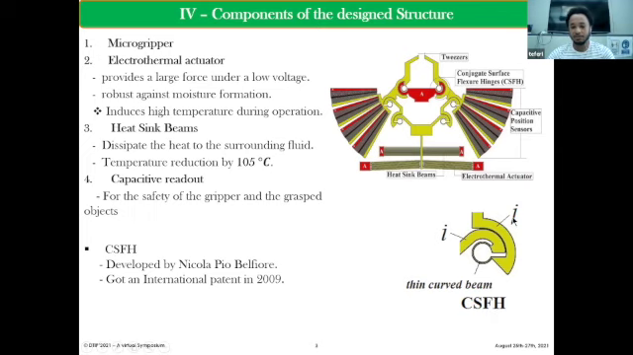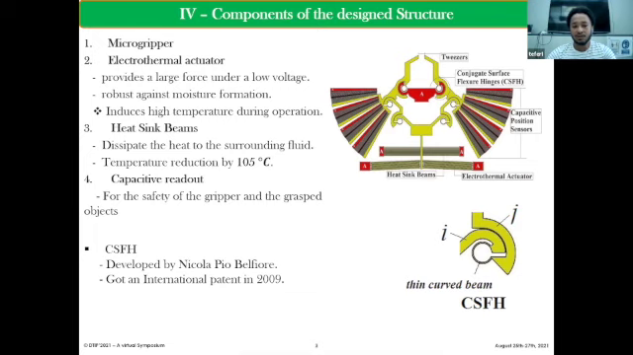I and J are the revolute conjugate surfaces, and these conjugate surfaces are joined by a flexible thin curved beam. These conjugate surface flexure hinges were developed by Nicolas Pupil-Ferré, and he got an international patent in 2009. The second part is the electrothermal actuator. When we compare it with other actuation types, it has two advantages. The first one is it provides a large force under a relatively low voltage, and also it is robust against moisture formation. But it has one drawback. It induces high temperature during operation.